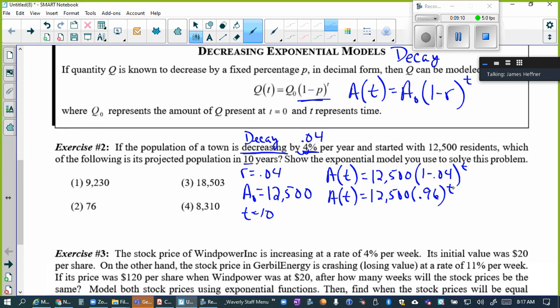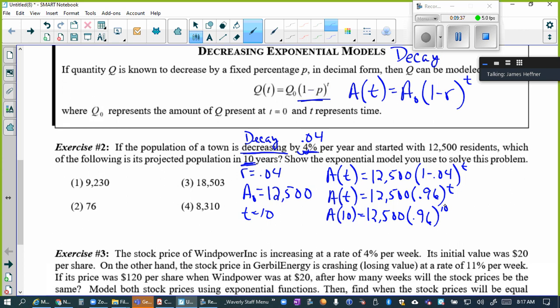All right, so now that we have our formula, we're going to do A of what? A of 10. All right, so let's do that. A of 10 is going to equal this 12,500 times 0.96 to the 10th power. And number sense aside, you're probably going to want to use your calculator for this, right? You punch it in there.